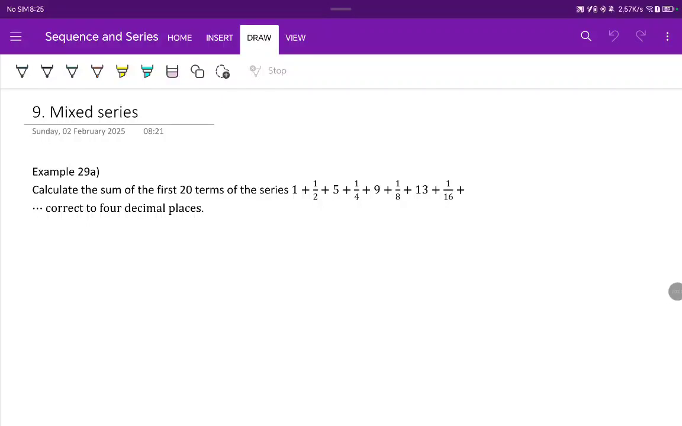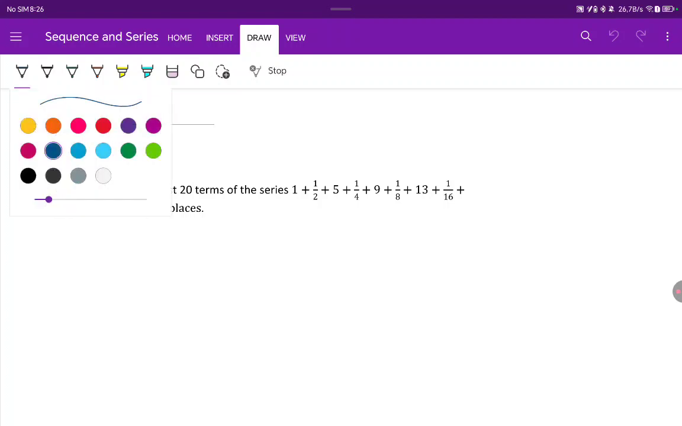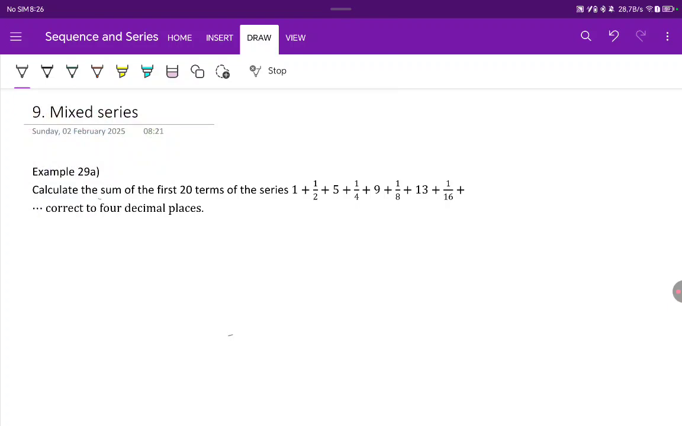Example 29a has to do with mixed series. So we are given a question that's asking us to calculate the sum of the first 20 terms. That portion of the statement means they're asking us what is S20? That's the question. And then they're giving us the series.